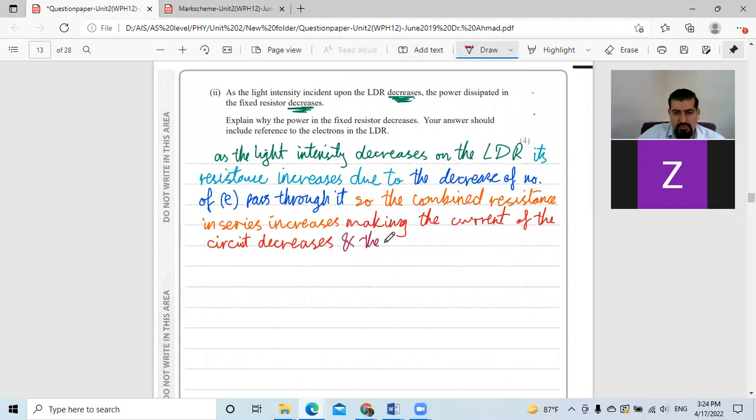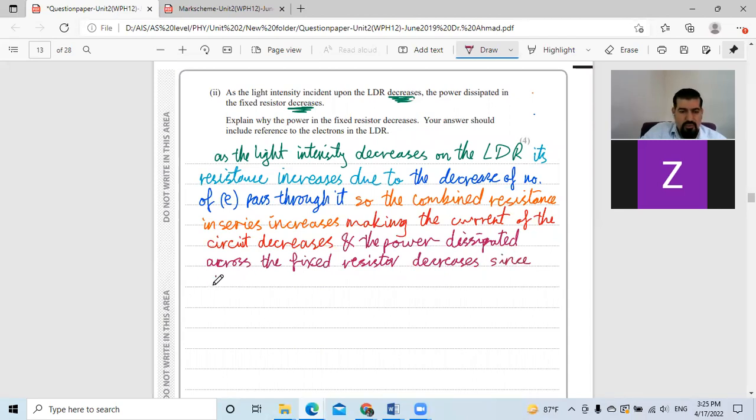and the power dissipated across the fixed resistor decreases, since the power is proportional to the current square. P equals I square R.